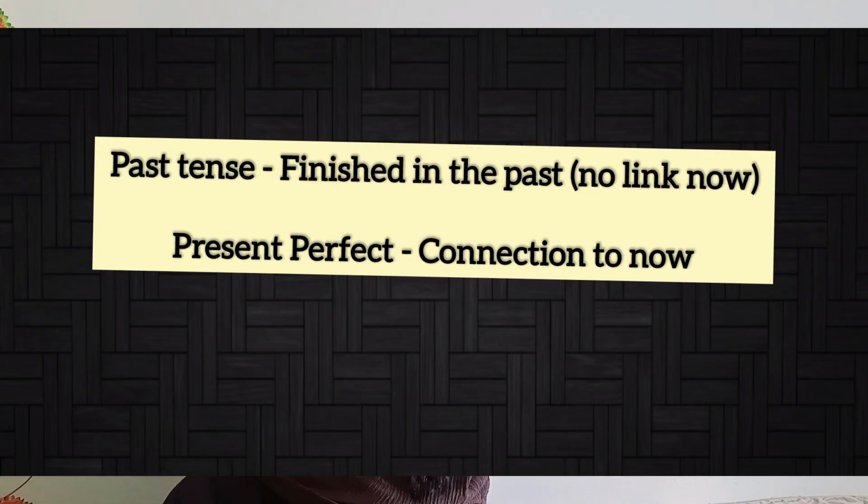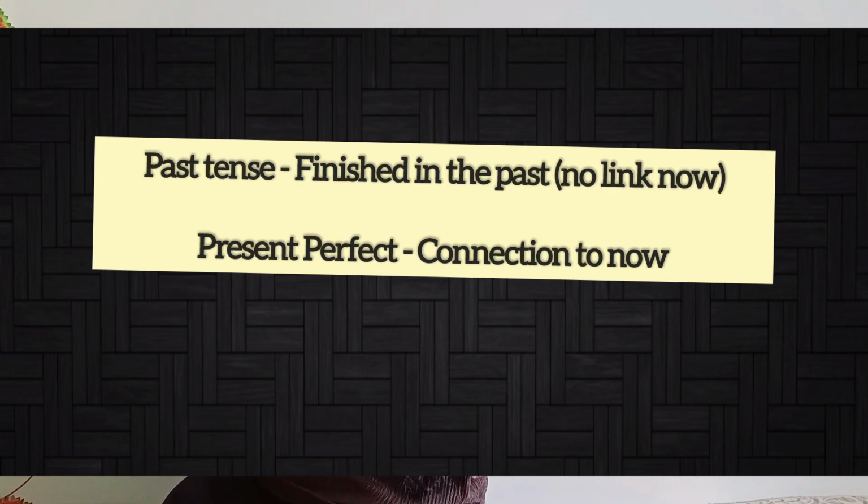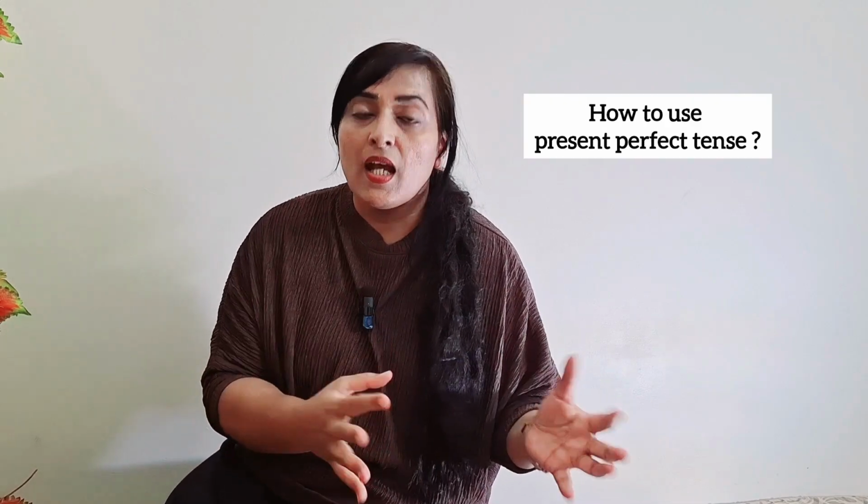So, what is the difference? In simple past tense, actions happened in the past and are not connected to the present. But in present perfect tense, there is a connection to the present. So, let's look into the uses of present perfect tense.